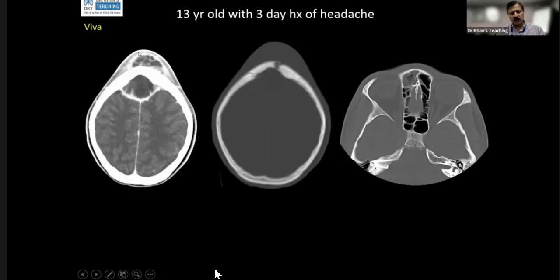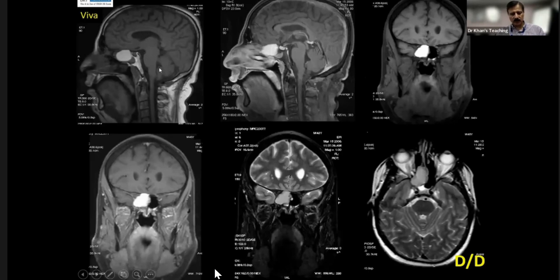Basically, these children, usually it is in children, will present with a very hard bony swelling. It will be very hard. And when you do imaging, basically, it is the same thing which we have learned in previous cases. So this is a subperiosteal abscess of the frontal bone, and this is known as Pott's puffy tumor.